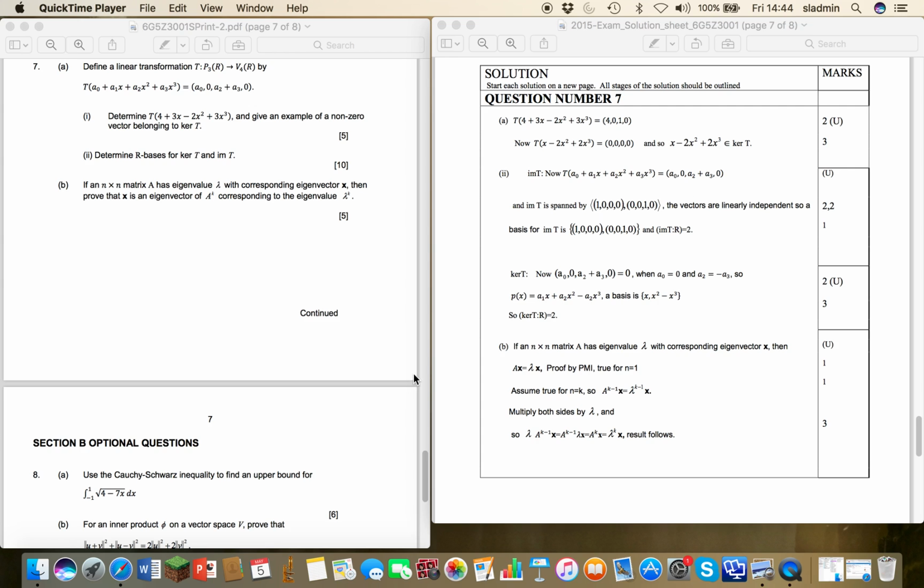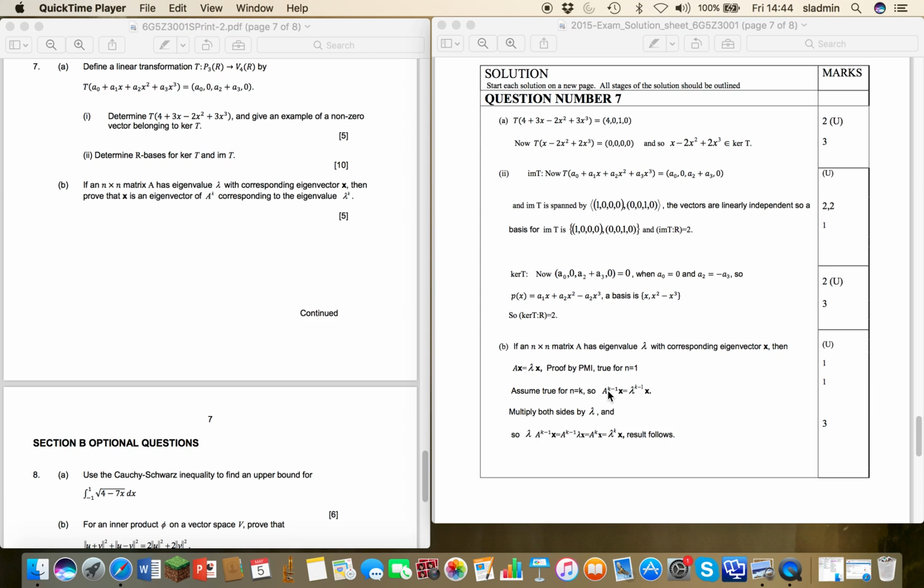Finally, for part B, we've got a proof. So if A is an n by n matrix with eigenvalue lambda, then we know that the corresponding eigenvector satisfies this equation. So Ax is equal to lambda x. Now we can prove this by the principle of mathematical induction. So obviously this is true for n equals 1. A to the 1 x equals lambda to the 1 x. Now we assume it's true for n equals k.